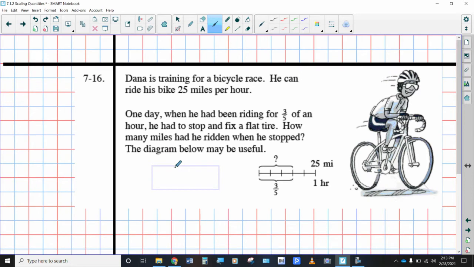All right, so here is a distance kind of problem. Dana's training for a bicycle race. He can ride his bike 25 miles per hour, so that would be your rate of speed, correct? And this diagram represents that idea, where the distance that he travels is the upper portion of this number line broken up into 5 equal parts. So each one of these sections would be 5 miles.